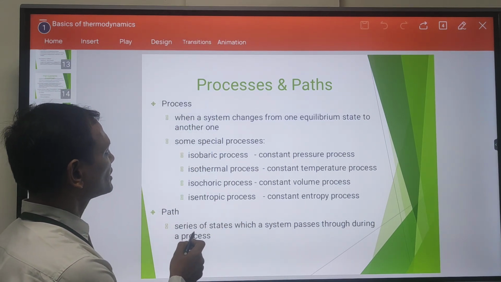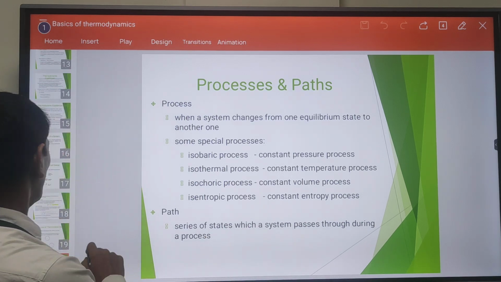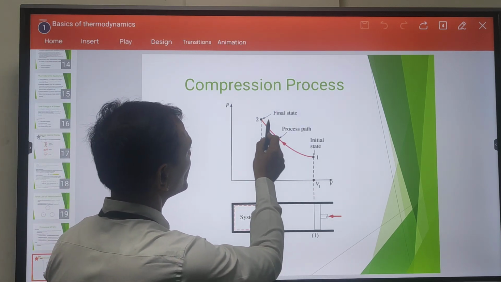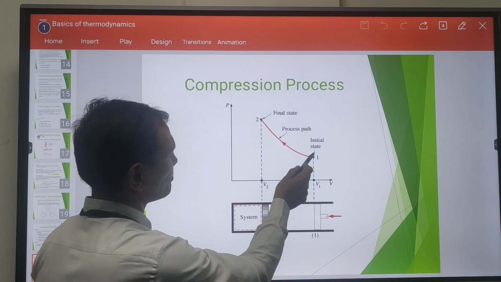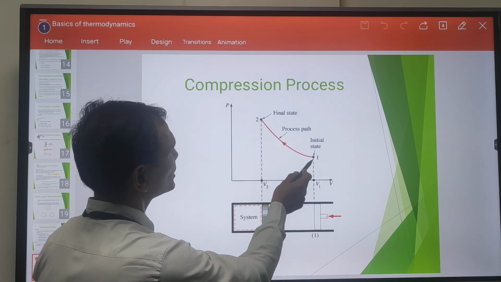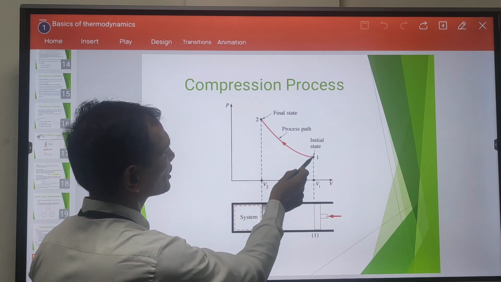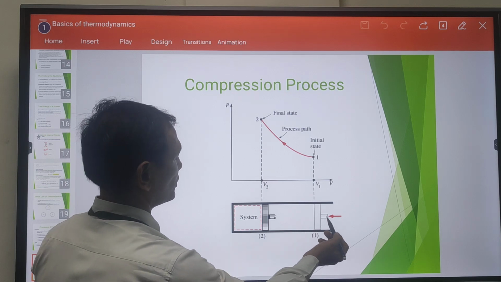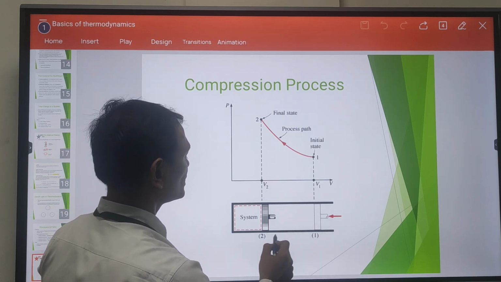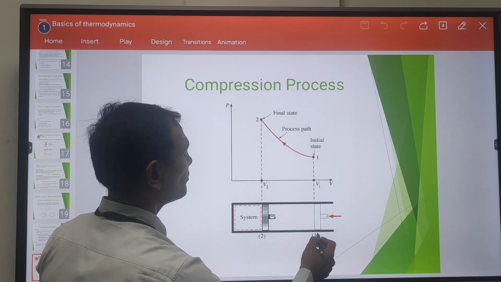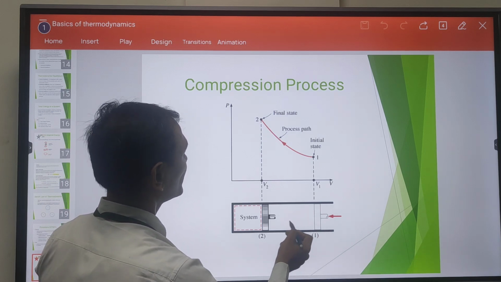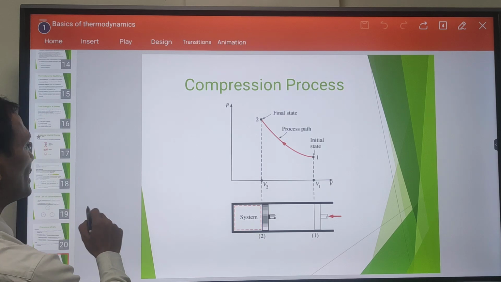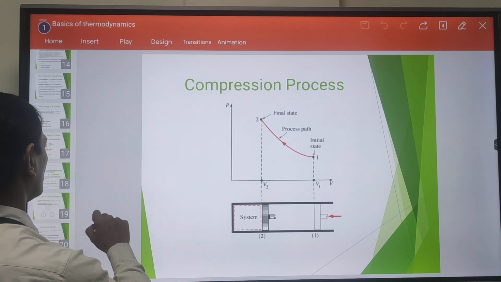And path is the series of states which a system passes through during the process. Here this is the compression process, with the initial point and the final point. The path followed from the initial state 1 to the final state 2 is called the process path from 1 to 2. Here the piston is moved; this is the bottom dead center and this is the top dead center. A force is applied, and the piston moves from BDC to TDC. This process is called the compression process.